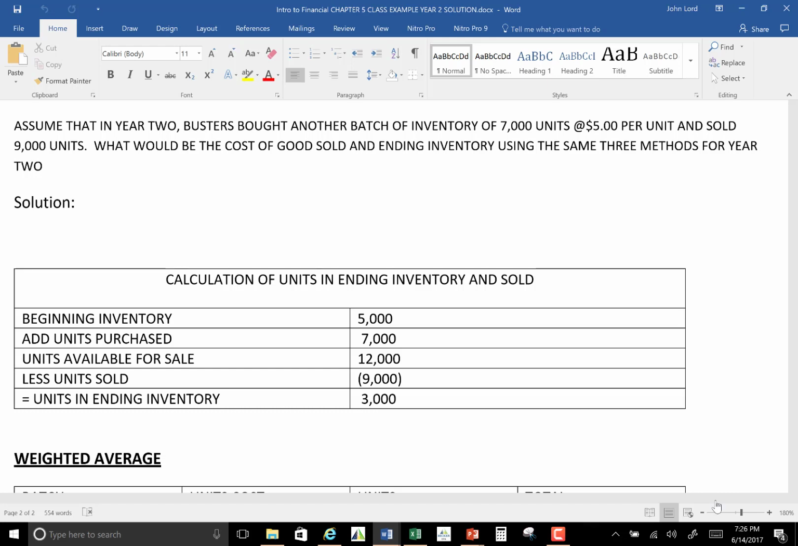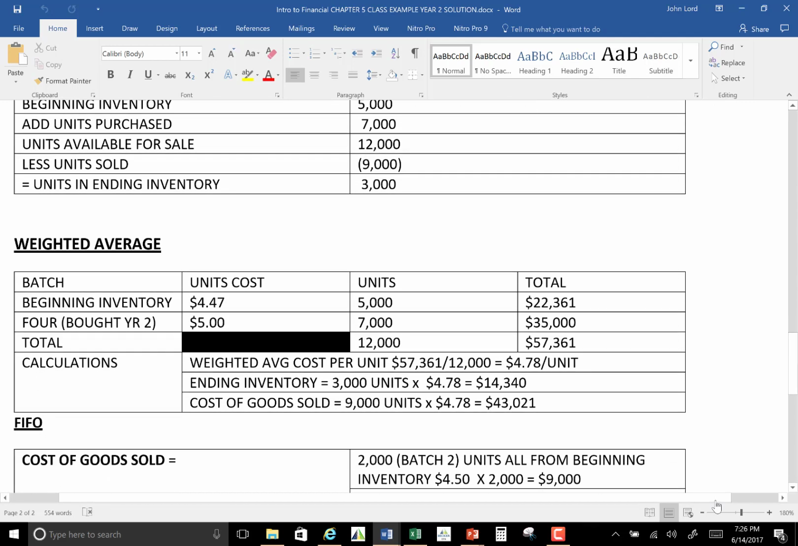Now let's take a look at the calculation of the inventory that's been sold. We had a beginning inventory of 5,000, didn't we? Last year's ending inventory is this year's beginning inventory. We add the units purchased, so goods available for sale is 12,000, less the units sold is 9,000, meaning that we have ending inventory of 3,000, right? We're going to go through that same process, and this time I'm going to start with weighted average.